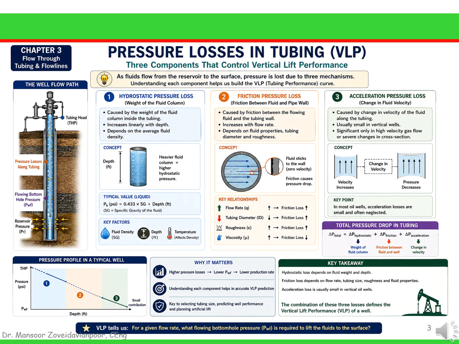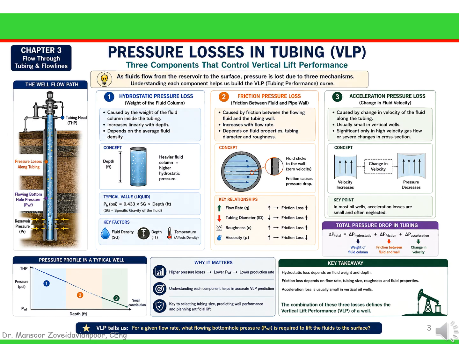Suppose the reservoir has enough energy to deliver the fluids. Does that guarantee they'll reach the surface? Not at all. Every meter the fluids travel up the tubing consumes pressure, just like climbing a mountain consumes energy. By the time the fluids reach the wellhead, a significant portion of the reservoir's energy has already been spent. Where does that energy go? It is consumed by three pressure loss mechanisms.